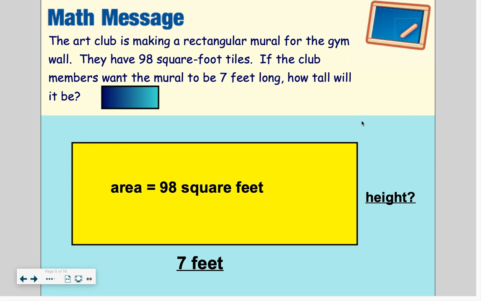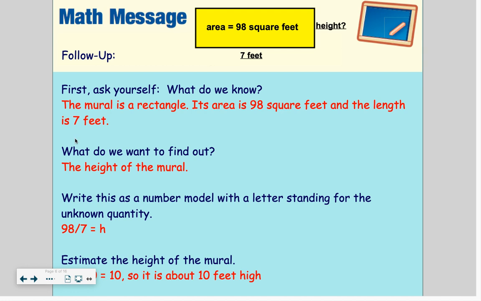Let's read this problem together. The art club is making a rectangular mural for the gym wall. They have 98 square foot tiles. If the club members want the mural to be 7 feet long, how tall will it be? So let's try and figure out what they're asking. Let's go to the next slide.